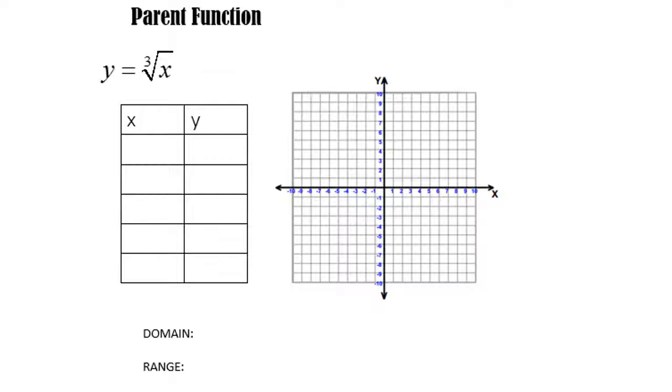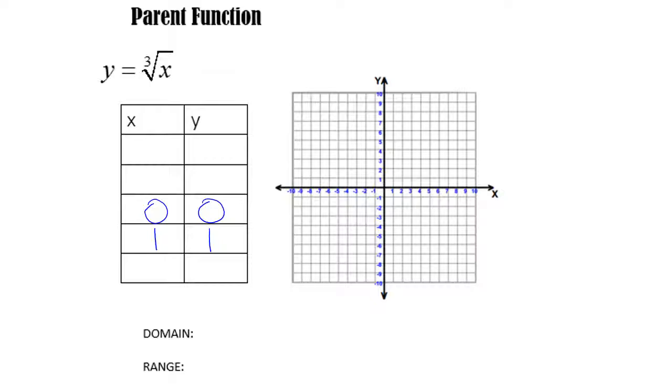To start off with finding our table of values, we're actually going to start in the middle of this table. If I was to plug in 0 for x, I would get 0 for y. I'm going to go to the positive direction, meaning my next value would be 1. If I plug in 1 for x, the cubed root of 1 is 1.